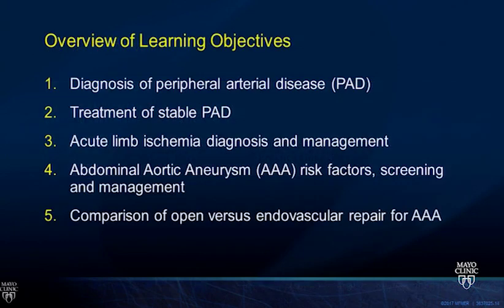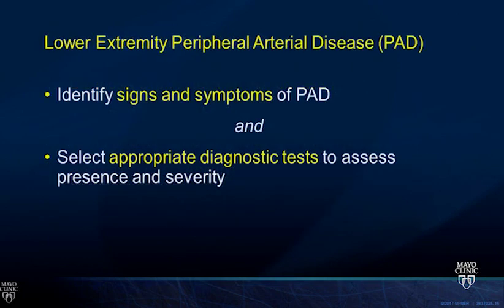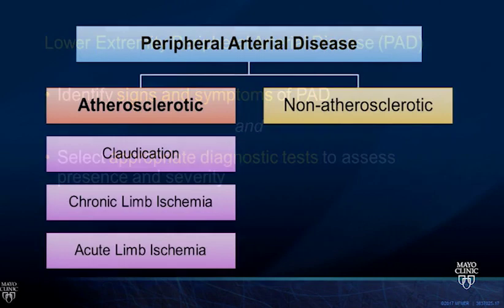So there are 5 learning objectives: diagnosis of peripheral arterial disease, treatment of stable peripheral arterial disease, then acute limb ischemia, diagnosis and management, and then we move on to the abdominal aortic aneurysm, risk factors, screening and management, and then end with a comparison of open versus endovascular repair for AAA. So let's first look at PAD, signs and symptoms, and then the appropriate diagnostic tests.